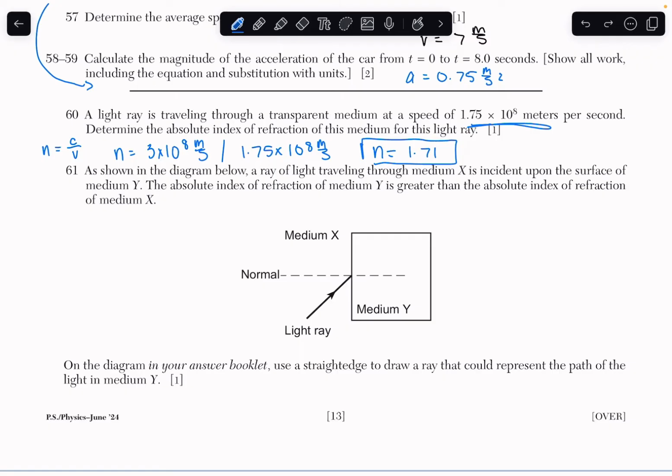Something that you're going to need to remember is that the bigger the index of refraction is, that means that the ray will be closer to the normal. So when we're drawing it out like this, it's going to be something like this. Do you see how the ray gets closer to the normal? When the index of refraction is bigger, it's closer to the normal. And on the opposite end, if the index of refraction is smaller, it's further away from the normal line.